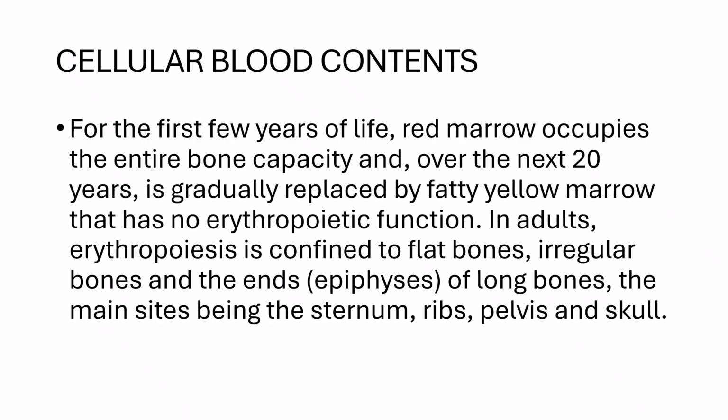Let me take that again. In adults, erythropoiesis is confined to flat bones, irregular bones, and the ends of the long bones. The main sites are the sternum, the ribs, the pelvis, and the skull. These are the flat bones where, in adults, blood cell formation occurs, at the yellow marrow of the bones, not at the red bone marrow.